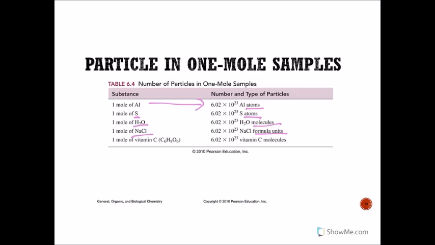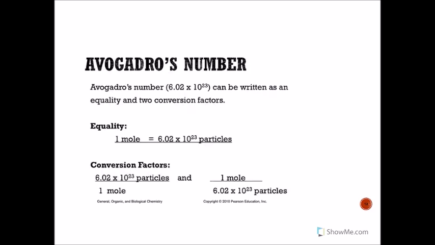And 1 mole of vitamin C, which we see there is C6H8O6, which is a covalent compound. We use the term 6.02 times 10 to the 23 vitamin C molecules. So that Avogadro's number can be written as an equality and 2 conversion factors. Our equality is 1 mole is equal to 6.02 times 10 to the 23 particles. Our conversion factors are 6.02 times 10 to the 23 particles over 1 mole, and 1 mole over 6.02 times 10 to the 23 particles.